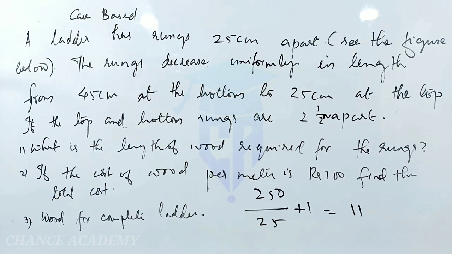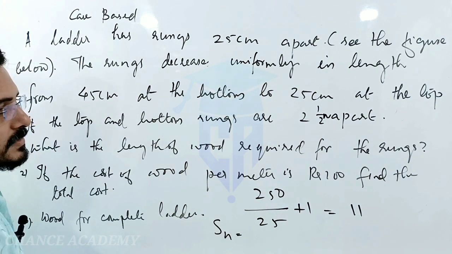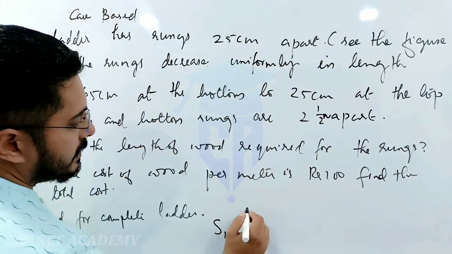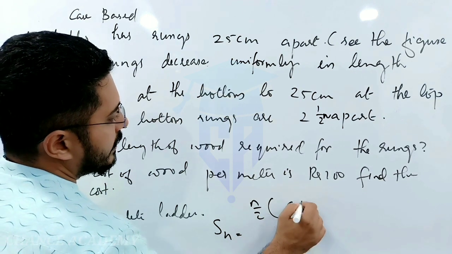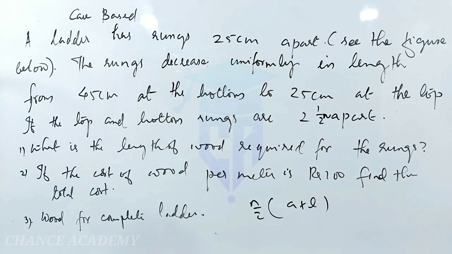And it is decreasing as per arithmetic progression. So the question is to find the length of wood required for the rungs. For that, we have the first rung length and the last rung length. Now we have the total number of rungs. So by using the Sn formula for finding the sum of an AP, sum to n terms of an AP, we can find the total length of rungs. On getting the total length of rungs by n/2 into a plus l or n/2 into 2a plus n minus 1 into d, you will be getting the length of wood that's required for construction of the rungs.